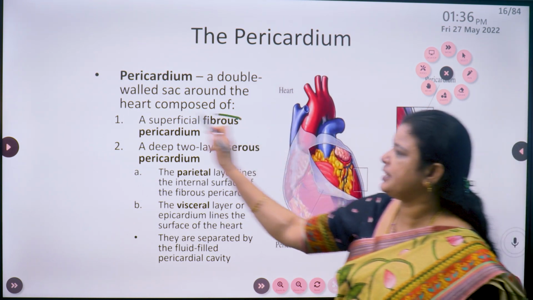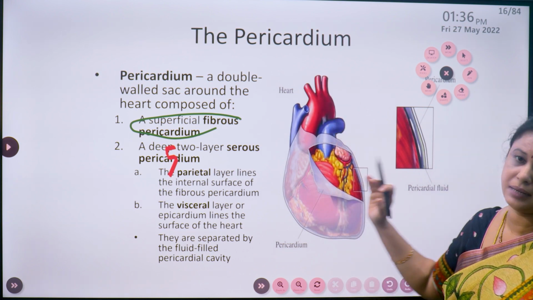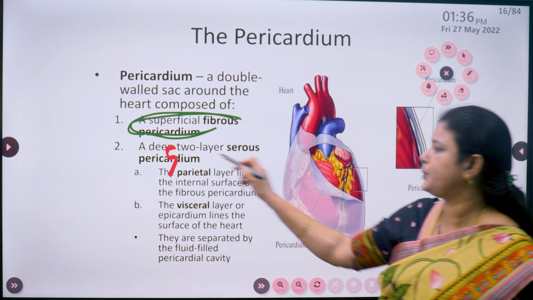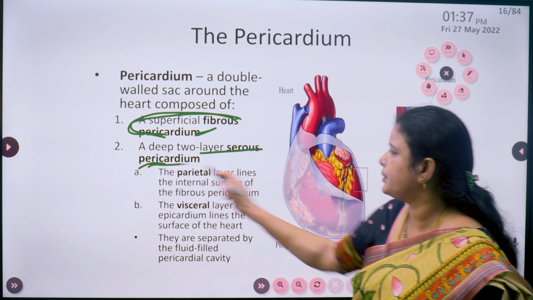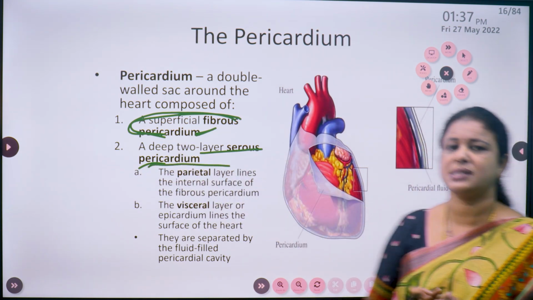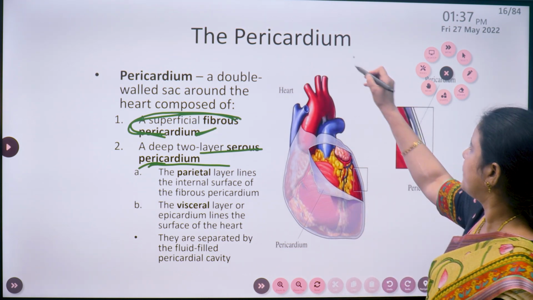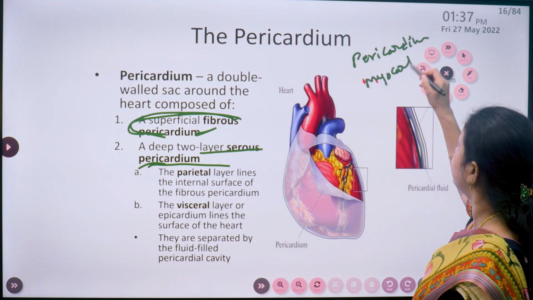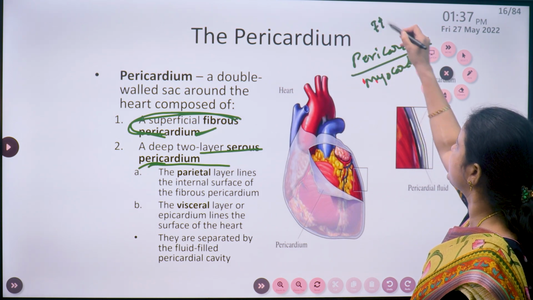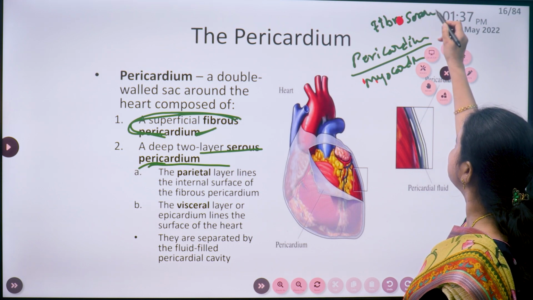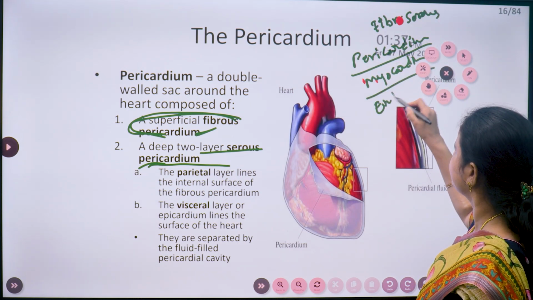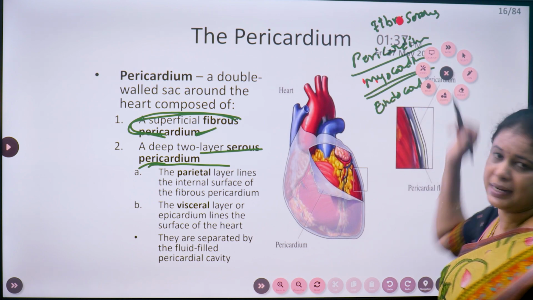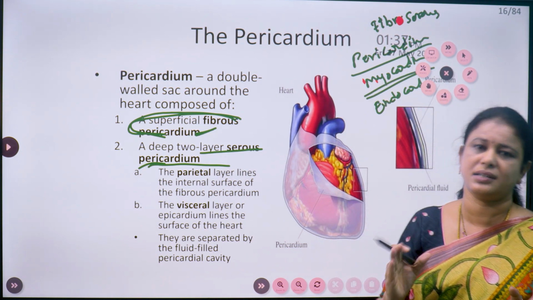The pericardium can be divided into the superficial fibrous pericardium and the deep two-layer serous pericardium. The covering layers of the heart are three: the pericardium, the myocardium, which is made up of muscle tissue that helps in the contraction of the heart, and the endocardium, which is the innermost layer.